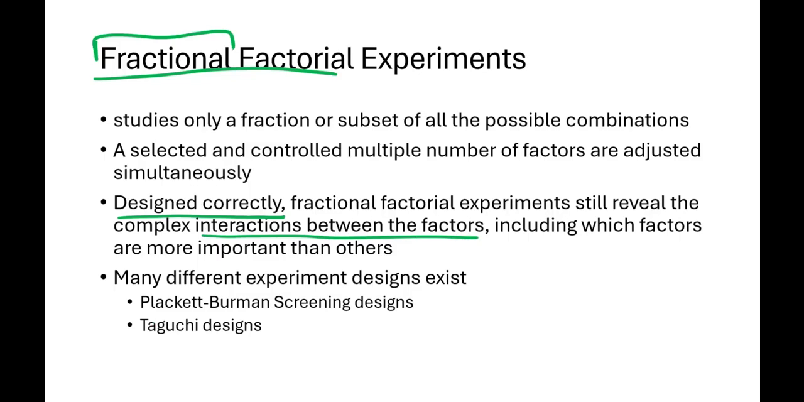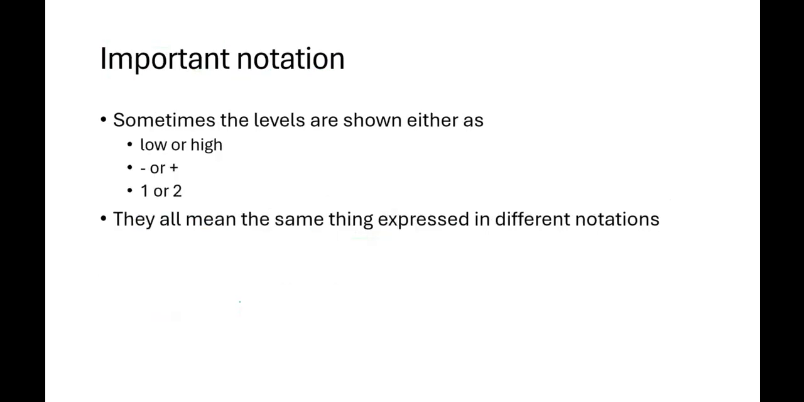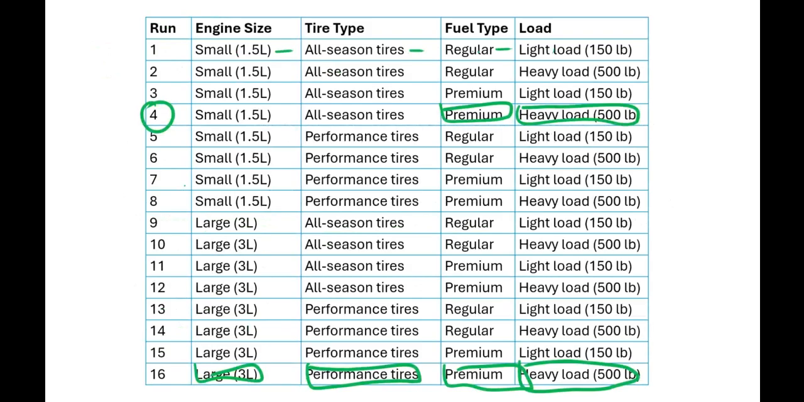There are two types. One is the Plackett-Burman, the other one is the Taguchi. So I will tell you both of them. There is an important notation here to keep in mind: sometimes we use low and then high to show the levels, sometimes positive and negative, sometimes 1 and 2. Okay, so let me give an example here.